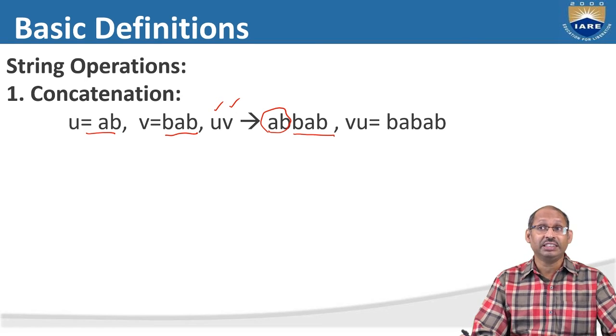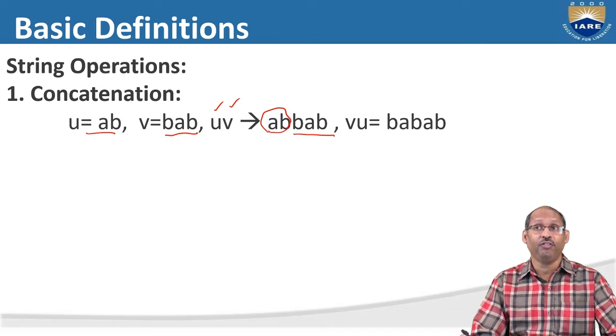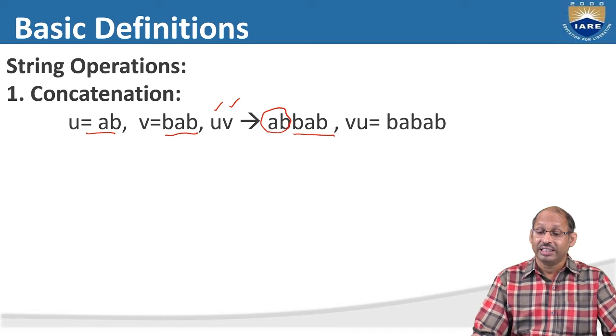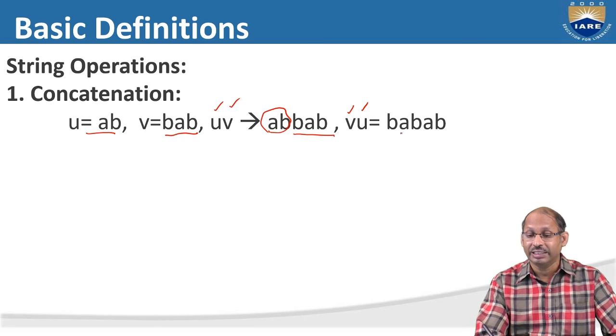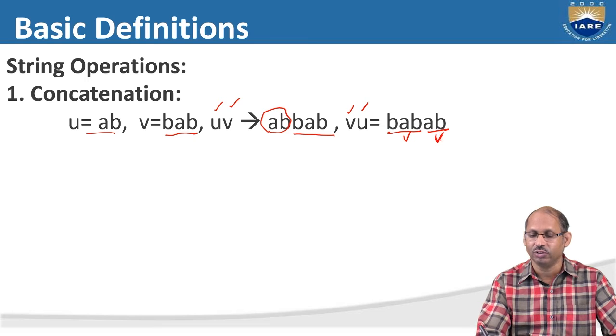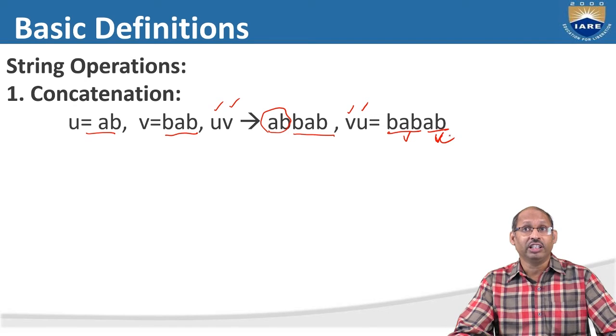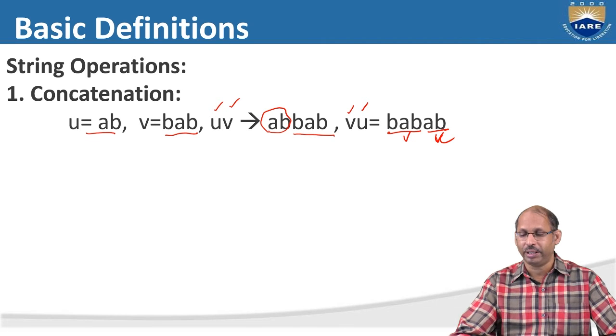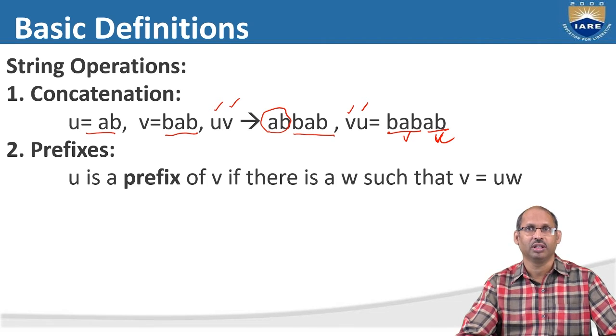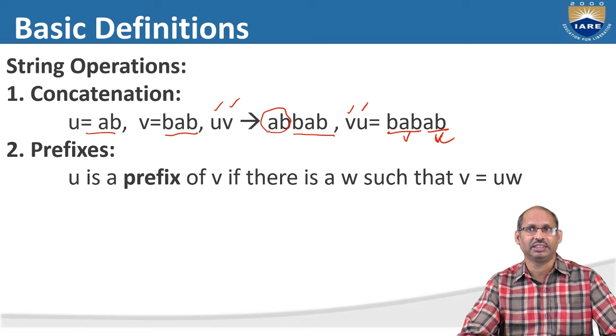Then, what is the next one? V followed by U. The concatenation of V followed by U means symbols of V followed by symbols of U. Right? What is the concatenation? It is a group of symbols of U followed by V symbols. VU means symbols of V followed by symbols of U. What is a prefix?